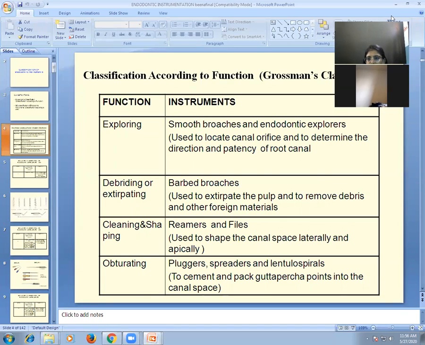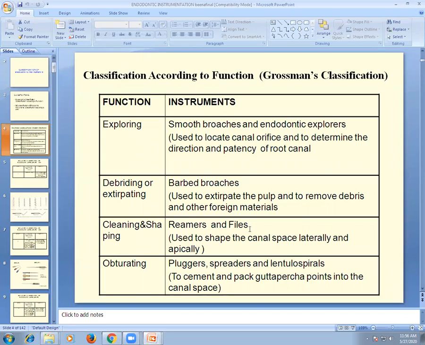Yes. So, according to Grossman, there are 4 types. Grossman has classified the instruments according to the function. Okay, so what are the functions of the instrument? So he has classified according to it: exploring, debriding, cleaning and shaping, and obturating. So everybody, if you are having a notebook, please mention it, because this is usually asked as a long question or a short question in your final exams.